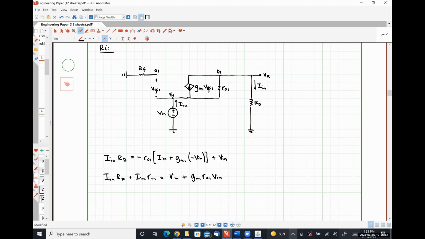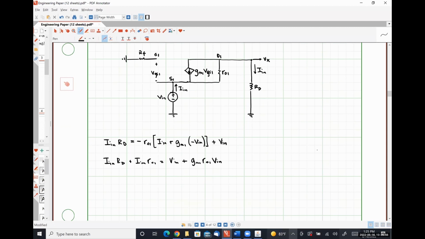Now, I also feel pretty okay with this because it looks familiar to me from something that we did in 335, which always makes me feel better about when I derive things. So I see IN times R naught 1 plus RD on the left-hand side. I see VN times 1 plus GM1 R naught 1 on the right-hand side.